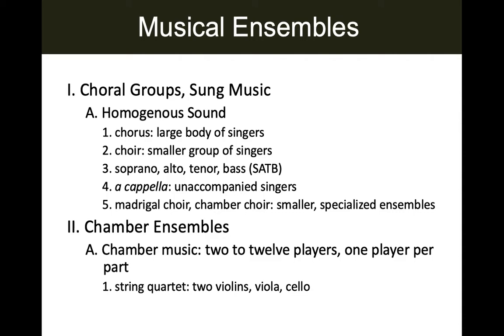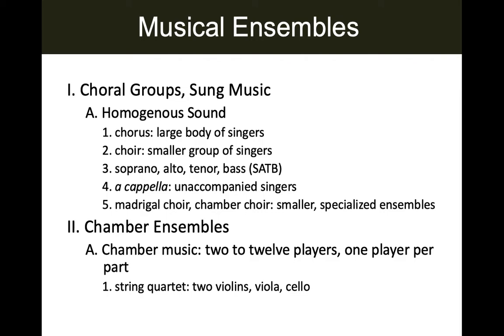They are broken up into, we talked about the different parts of a choir and the different voices when we're talking about range of sound and different timbres. We have the soprano, which is the highest voice in the choir, the alto, the tenor, and the bass. A cappella just means unaccompanied singers, so there's not any accompaniment such as piano or guitar. A madrigal choir or chamber choir is smaller and it has specialized ensembles. If you want to think of it like caroling, like a caroling choir.